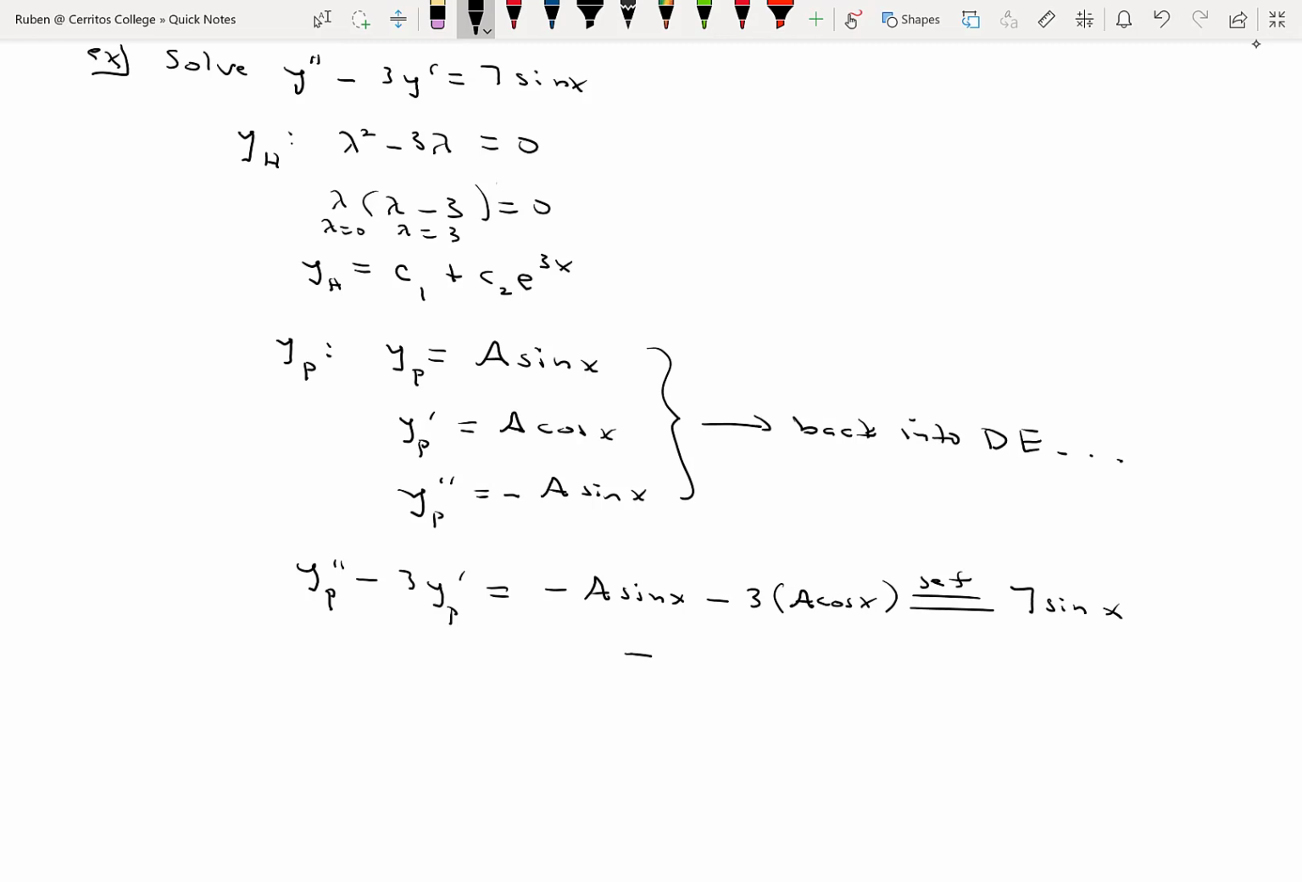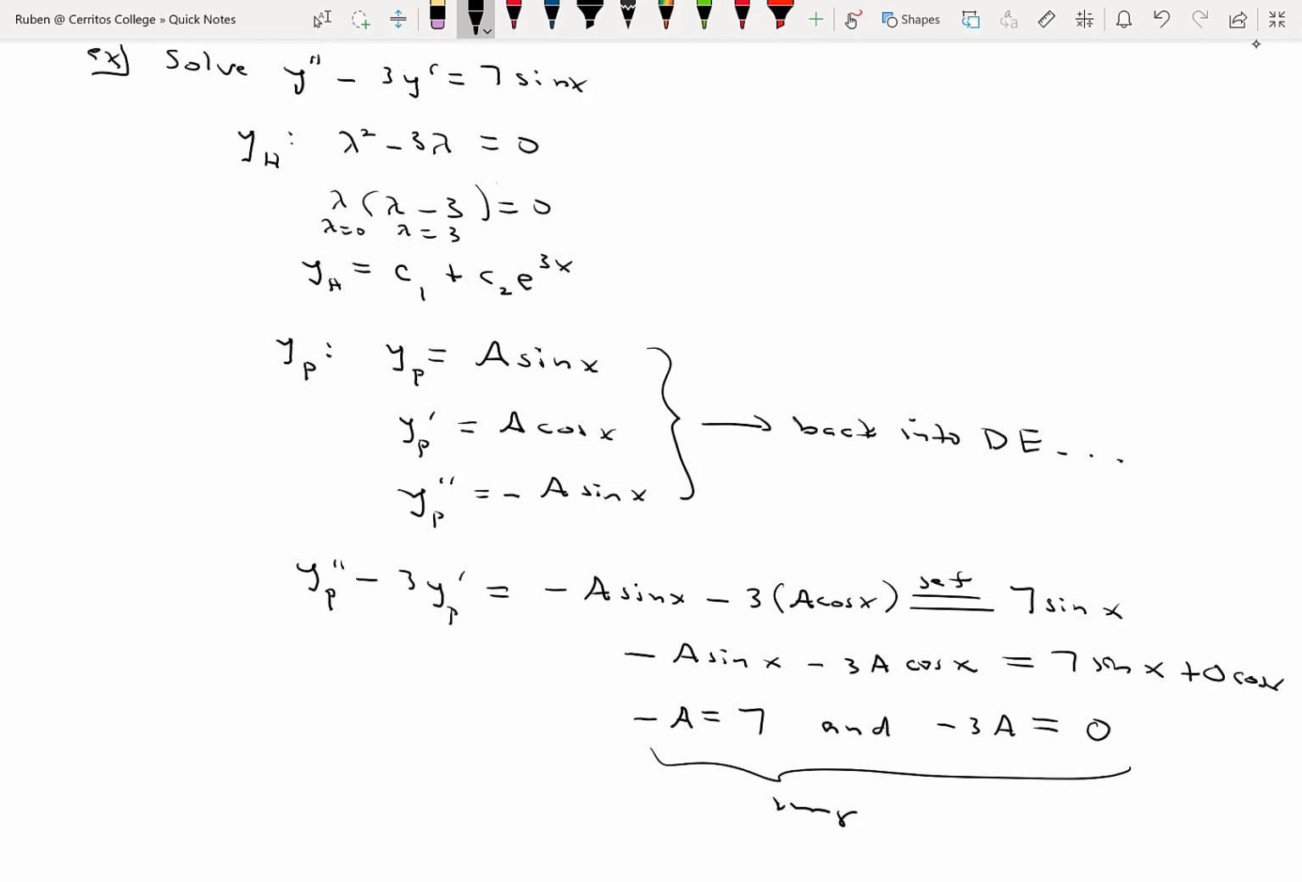And again, this is impossible. This is not possible to solve for a. If you're not sure about that, let's try to solve for a. Simultaneously, we need the coefficient of sine on the left, negative a, to equal 7, and the coefficient of cosine on the left, negative 3a, to equal the coefficient of cosine on the right, which is 0. On the right, we could imagine adding 0 cosine x. And this is, again, an impossible situation.